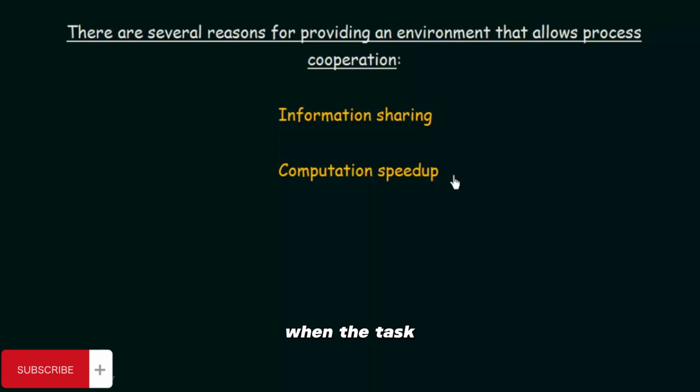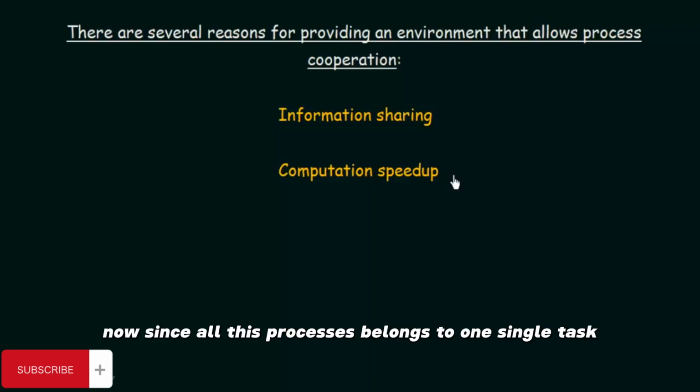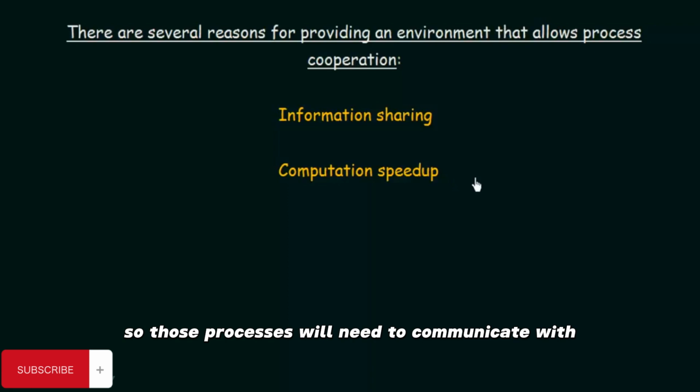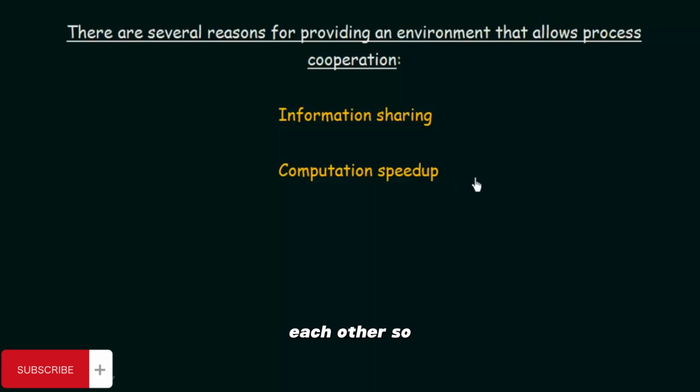Now when the task is broken down into several different tasks, they are assigned to several different processes. They become several different processes. Since all these processes belong to one single main task, those processes will need to communicate with each other. This is another reason why we need to allow the processes to cooperate with each other, so that we can achieve this computational speedup by breaking down the task into several different tasks and making them run concurrently.